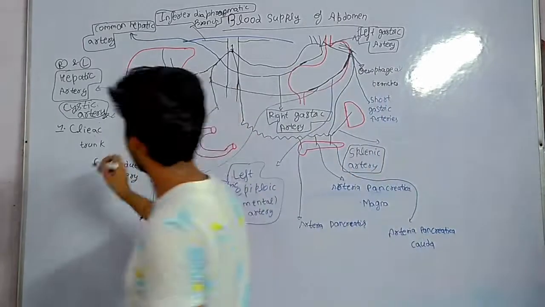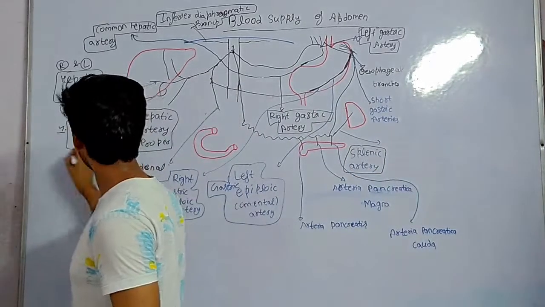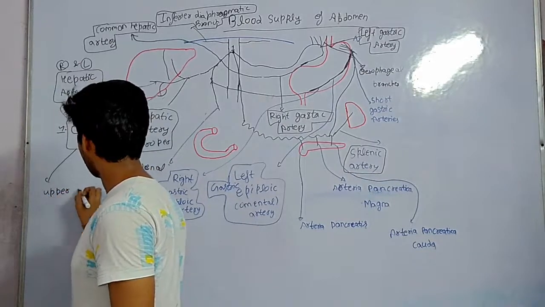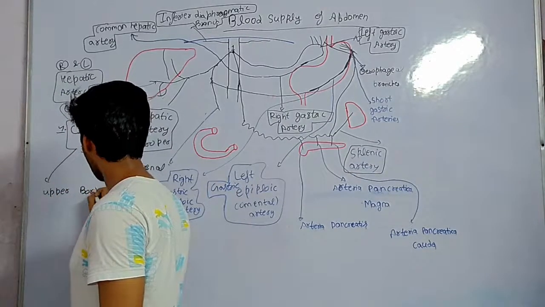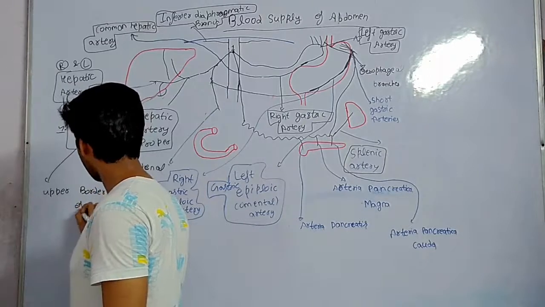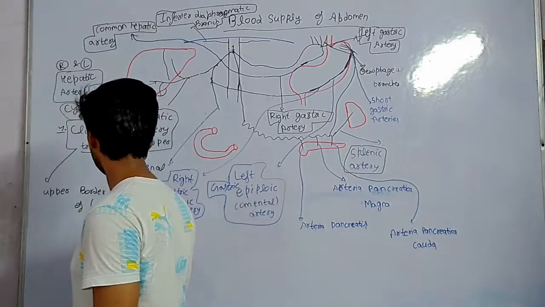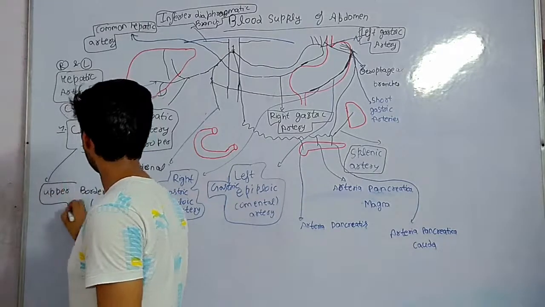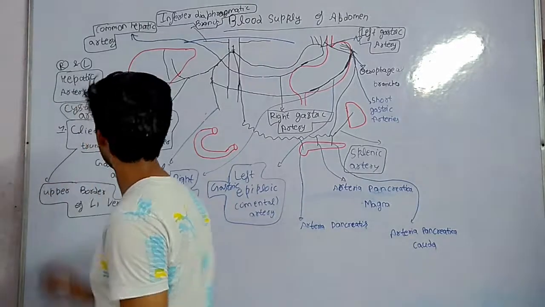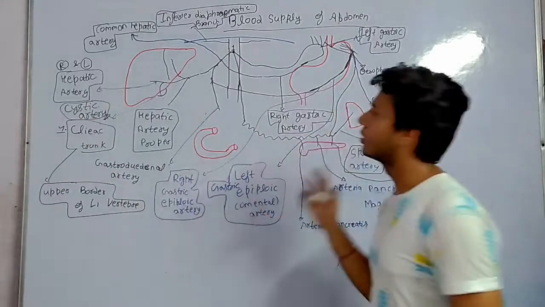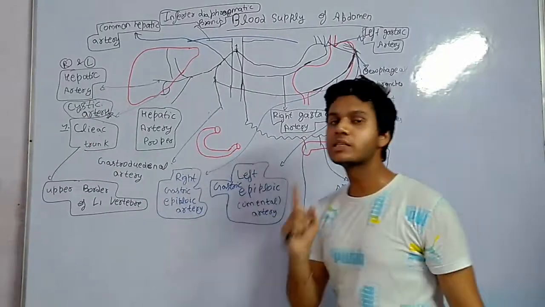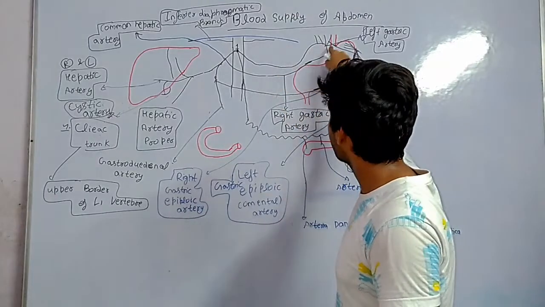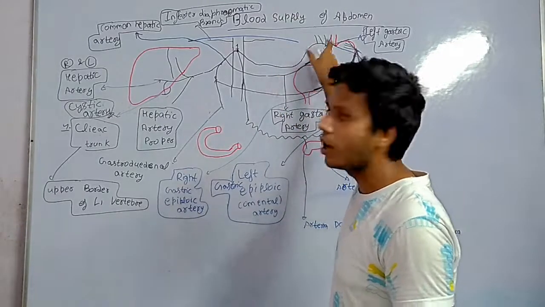What will be the level of the celiac trunk? Celiac trunk is at the upper border of L1 vertebra. It arises and gives three branches. First, left gastric artery, which goes like this. First it goes above and turns back. This is called left gastric artery.